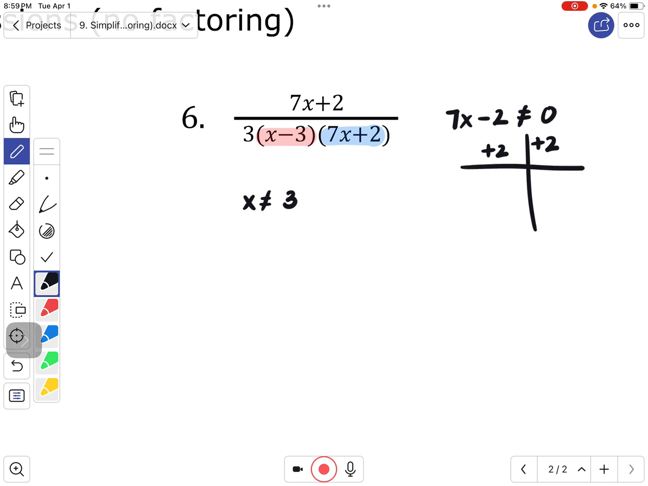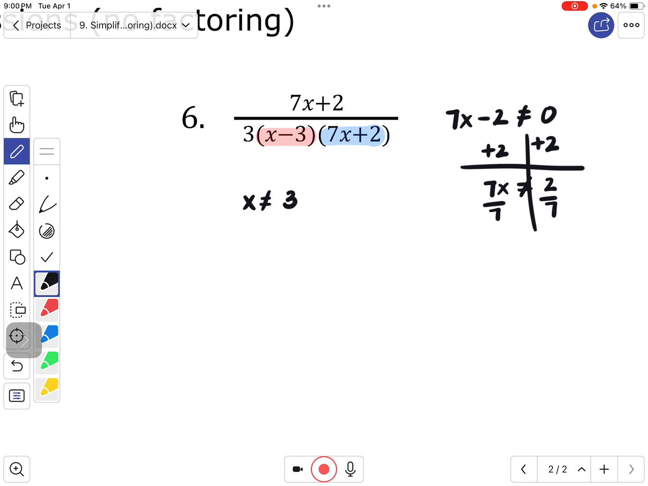So those 2's are gone. I'm left with 7x cannot equal 0 plus 2, which is 2. Now, if I want to get that 7 away from that x, they're being multiplied right now, so I want to do the opposite. So I'm going to divide. The best part about this, you can leave it as a fraction just like that. You don't have to find the decimal. You can just leave it as a fraction.